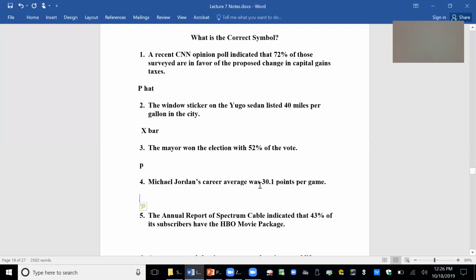Michael Jordan's career average is 30.1. What symbol would I use for that? Did they look at all the games he played? Well, yes, they did. And what did they want to know? How many points did he score this game, the first game? How many points did he score the second game? Can I do arithmetic with that? Yes, I can. This makes this a mu. The average of everybody, average of all his games.